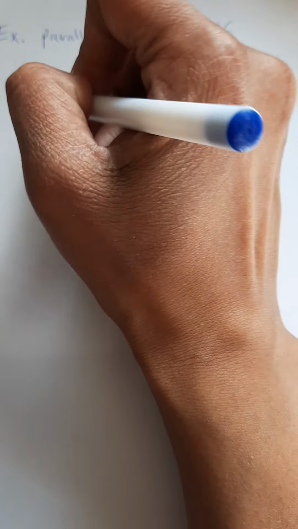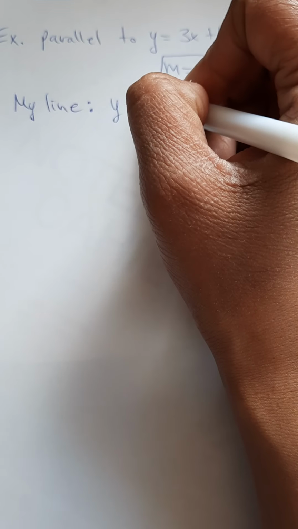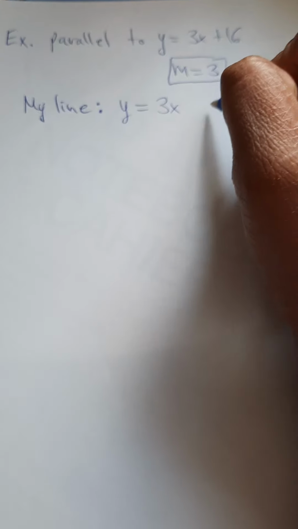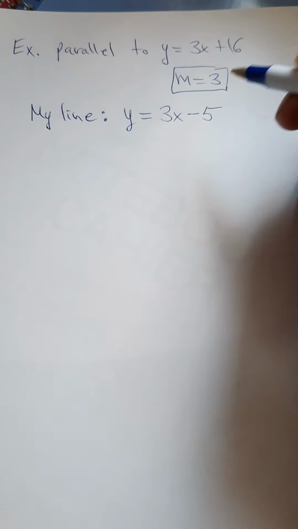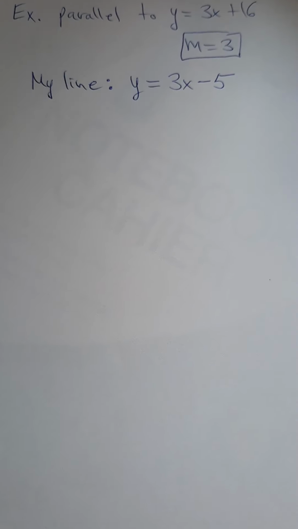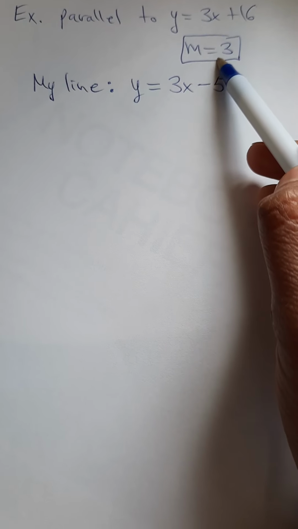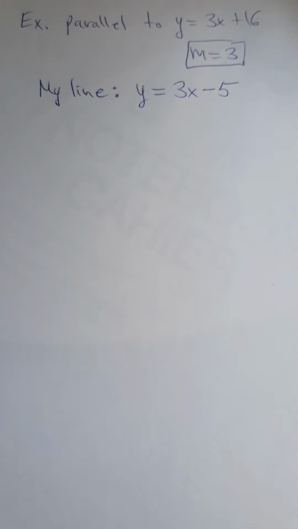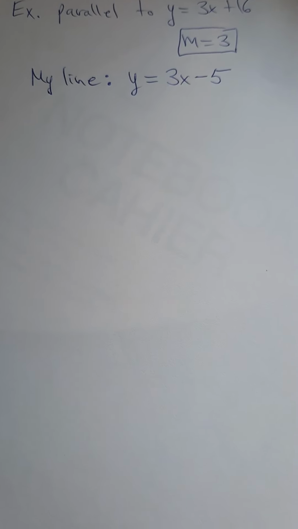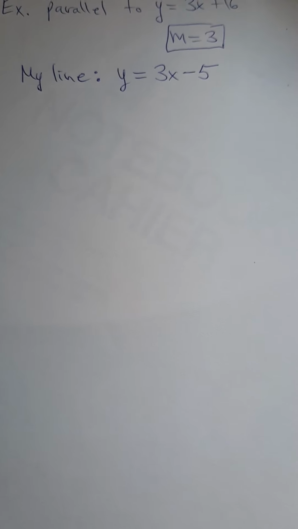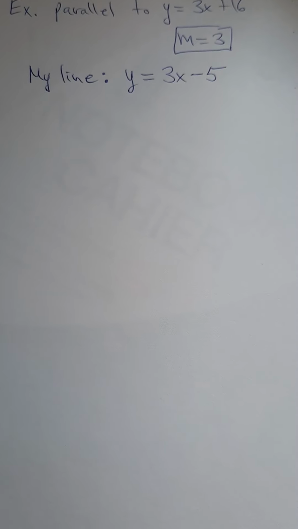The equation of my line is going to be, say, y equals 3x minus 5. Now you notice my line just has to have the same slope as this line right here. So the slope just has to be 3. It doesn't even matter what the y-intercept is. I can put any number in there. So should we try one more here?